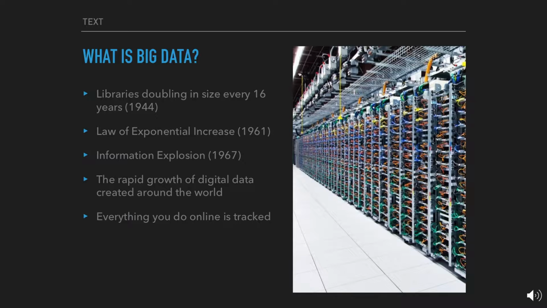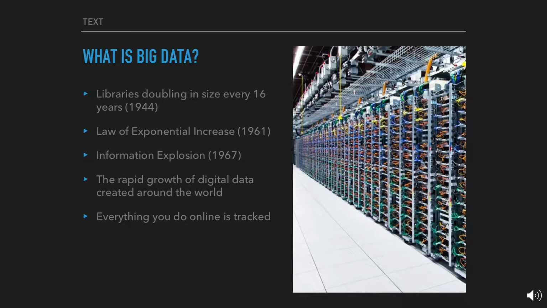The closest coining of the term was created back in 1944 in the realization of the idea of knowledge expansion, and that it was estimated libraries would double in size every 16 years. Shortly following that term was the law of exponential increase back in '61. Finally, as more data had been captured, the term information explosion was coined around '67. So the big data concept really revolved around the rapid growth of data created around the world, and furthermore, being able to track that data.